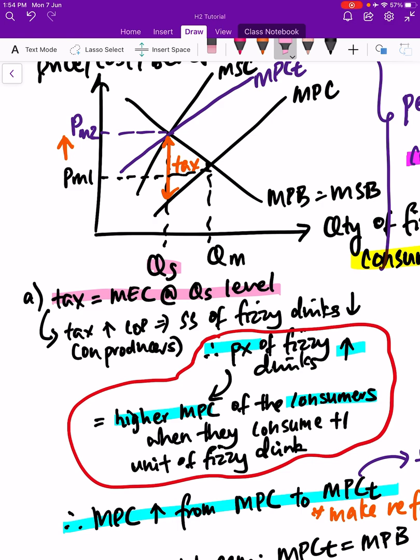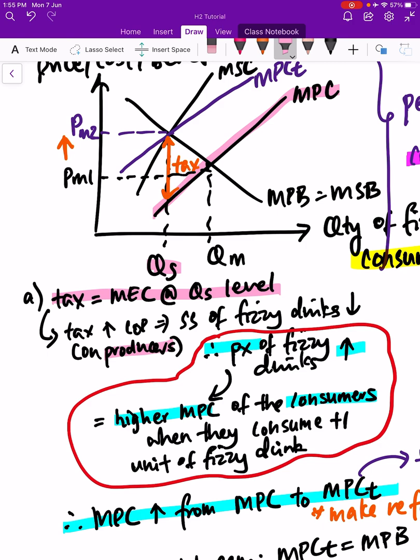Subsequently, you will then have to tell me that this tax is imposed on the producers and that will increase the cost of production for the producers. As a result, the supply will fall and the price of the fizzy drinks will increase. Now, please be very mindful: the increase in the price of the fizzy drinks is the reason why there is an increase in the private cost of the consumers. That's why I highlighted over here. The whole private cost line is referring to the private cost of the consumers.